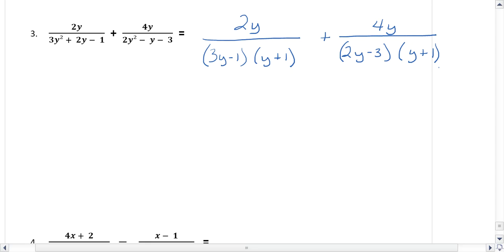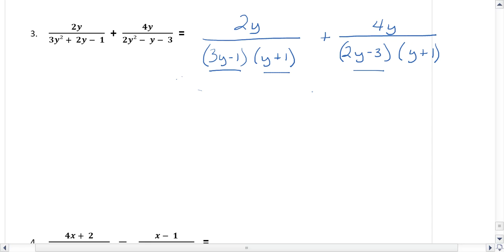So that's step 1, factor the denominators. Step 2, determine what your least common denominator is by using all the factors. Now, when we have a factor that repeats itself, like they both have a y plus 1 in them, you don't need to use it twice. So our common denominator is going to be 3 parts. It'll be this binomial, and this one.